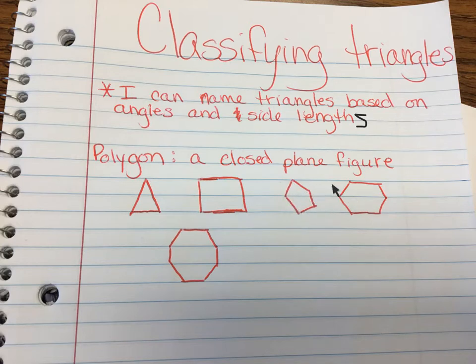So the polygons are based on the number of sides that they have, and they have to be a closed figure. This is not a polygon because it does not have sides. It is a circle. Circles are not considered polygons, even though they are considered shapes. This also would not be a polygon because it is not closed in. There are not lines meeting together at vertexes to close it in.